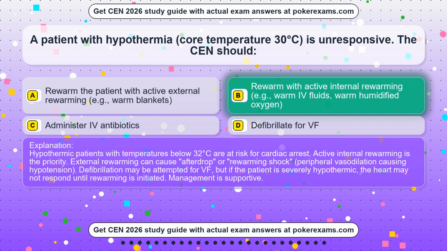Hypothermic patients with temperatures below 32 degrees Celsius are at risk for cardiac arrest. Active internal rewarming is the priority. External rewarming can cause afterdrop or rewarming shock, peripheral vasodilation causing hypotension. Defibrillation may be attempted for VF, but if the patient is severely hypothermic, the heart may not respond until rewarming is initiated. Management is supportive.